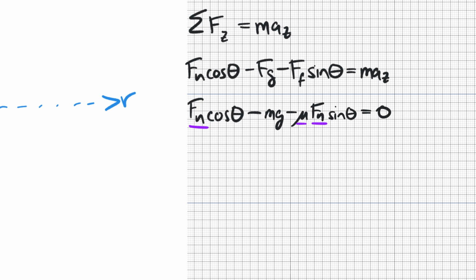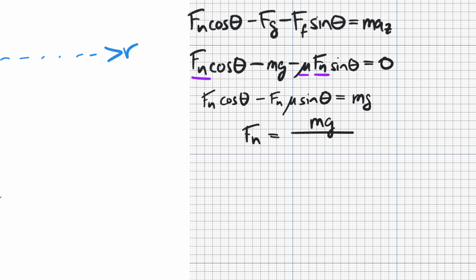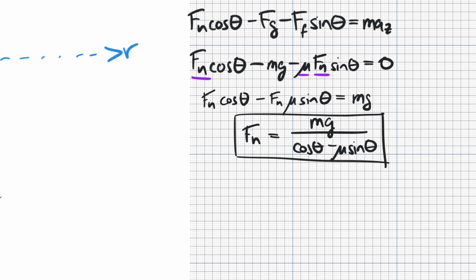So if I rearrange this and I solve for the normal force, I'll show one intermediate algebraic step, but ultimately we're going to end up with the normal force is mg over cosine theta minus mu sine theta. So what really stinks here is that normal force is an unknown, and I'm pretty sure I'm going to need it to go into the other equation, and so that's why I solved for it.